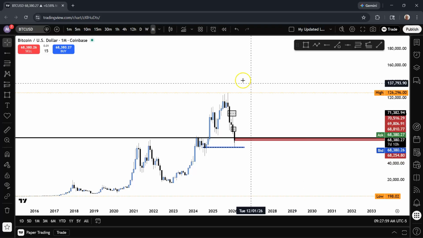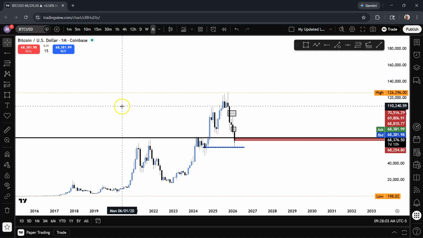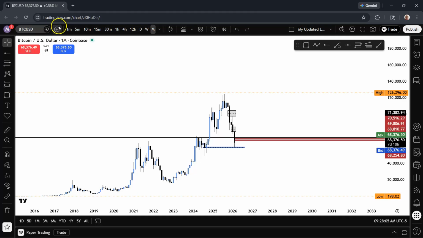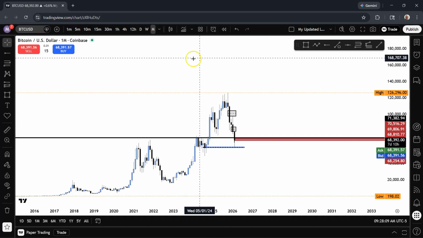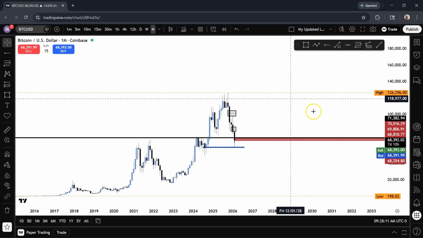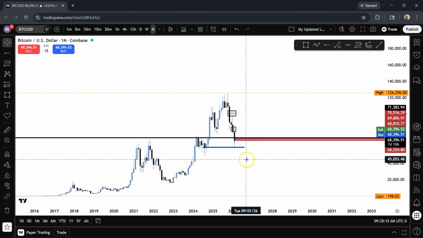So here I am, Bitcoin on USD on TradingView. This is the charting platform that I use to mark up my charts. They allow you to create a free paper trading account, which is a demo account, where you can practice your strategy, back test, and mark up your charts.